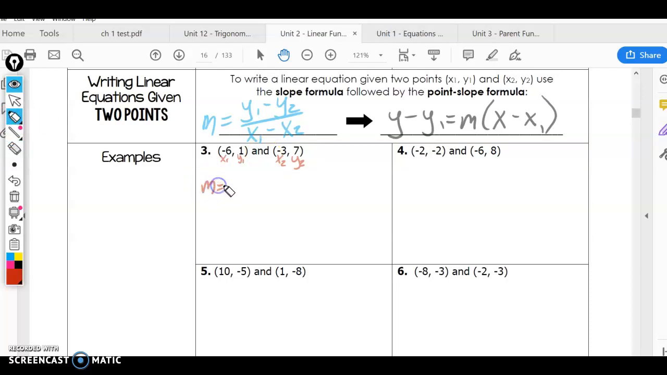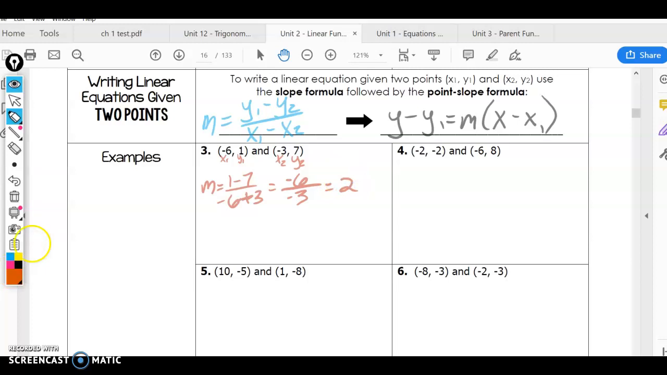Let me start over for a second. Y's go on top, it's the change of the y, so y1 minus y2 over x1 minus x2. Be careful with that double negative right there. 1 minus 7 for the y's on top gives you -6. And then x1 minus x2 is -6 plus 3, which gives you -3, simplifying the slope to give a +2.